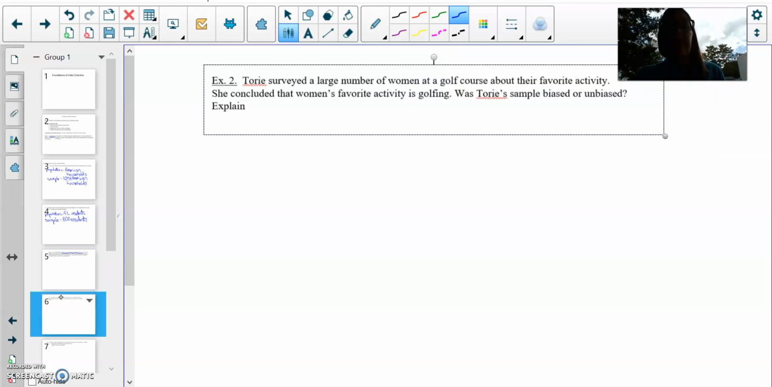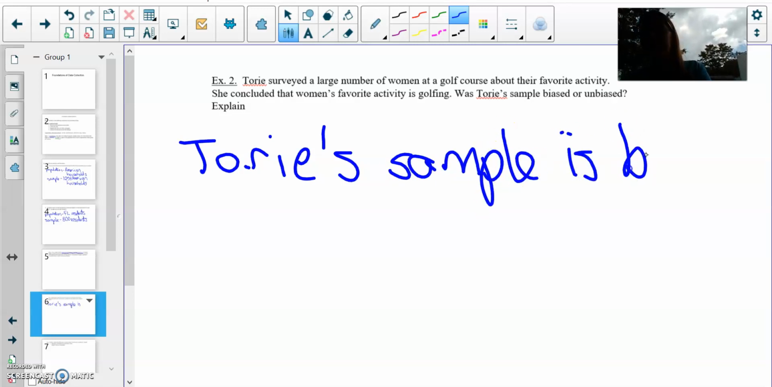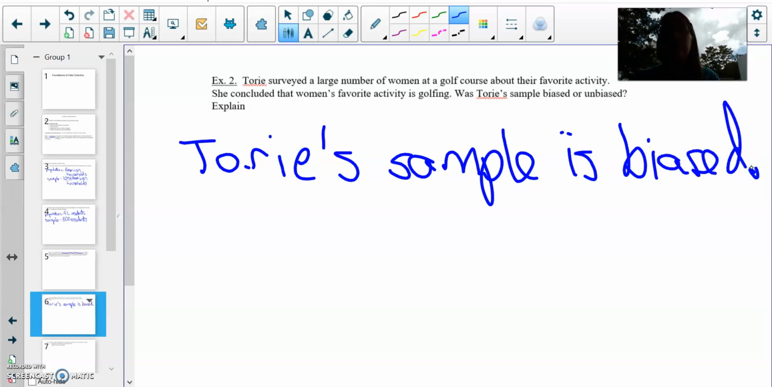So, Tori surveyed a large number of women at a golf course about their favorite activity. She concluded that women's favorite activity is golfing. Was Tori's sample biased or unbiased, and explain. So, Tori's sample is biased, and biased means bad. It's biased because of where she did her survey. She talked to women at a golf course about what their favorite activity is. And typically, someone wouldn't go to a golf course unless golfing was one of their favorite activities.